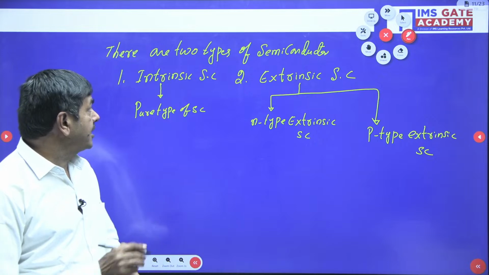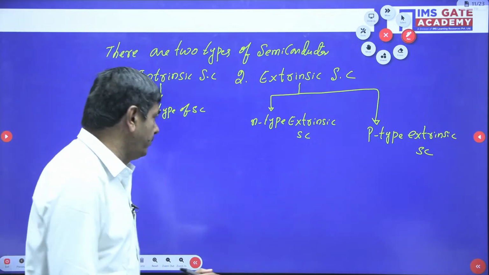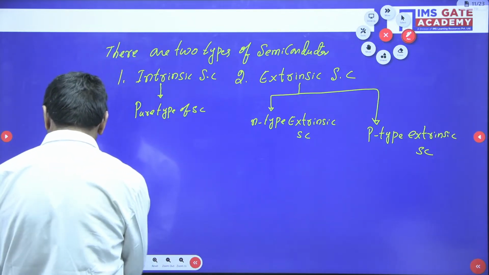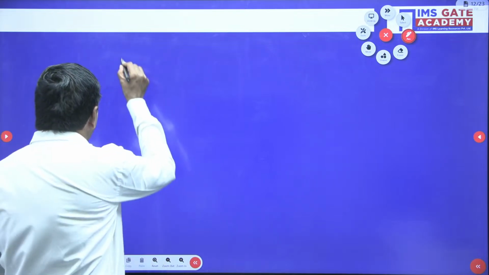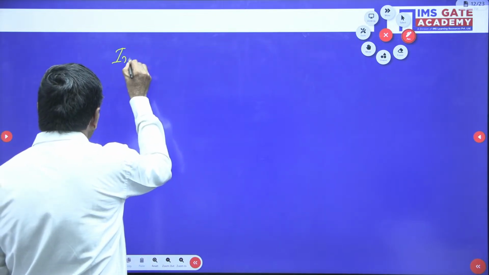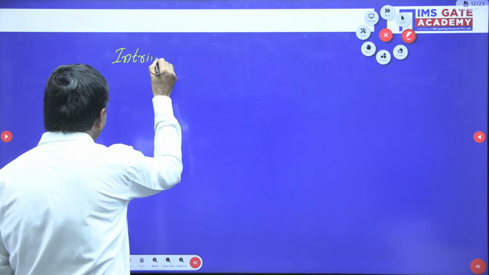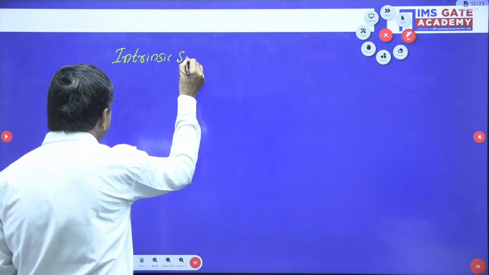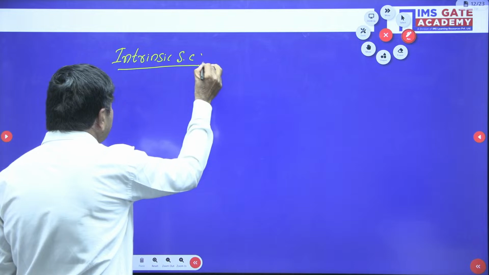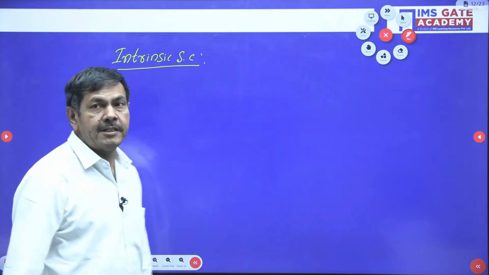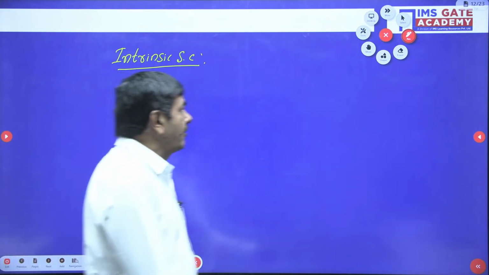Initially, I would like to explain the intrinsic semiconductor. How is the energy band diagram of an intrinsic semiconductor drawn? I will draw it here, and you will understand.